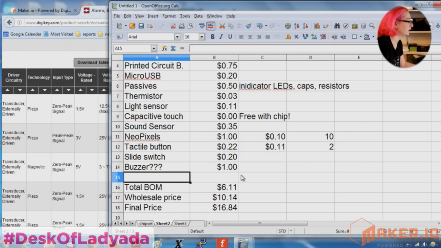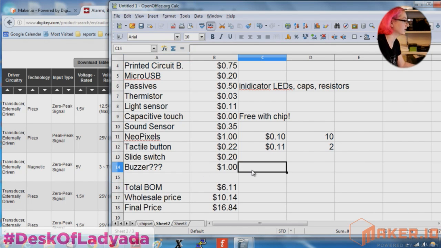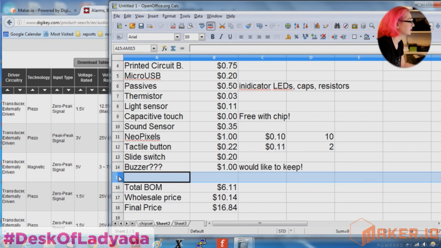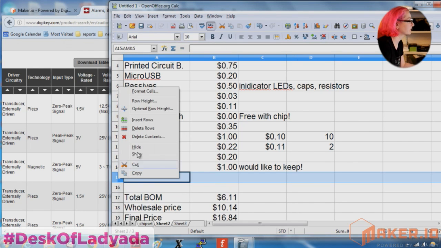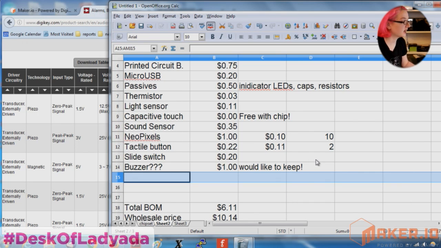it really is quite a bit of budget. But if I have space for it, I'd like to keep it. Would like to keep, if possible. And let's give myself some more room. So that's all of the sensors that I kind of decided.